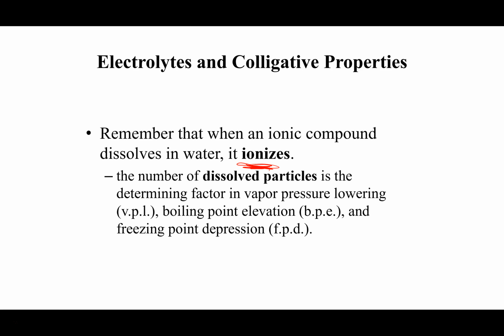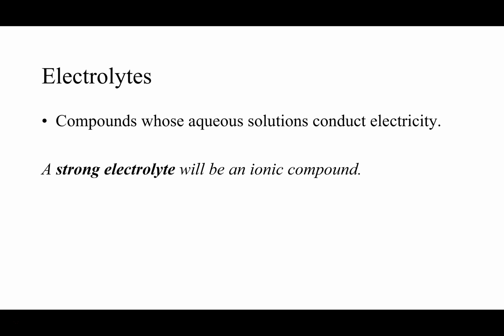The cation is a particle and the anion is a particle. So I'll show you what that means. So colligative properties again depend only upon amount, not on what the solute is. Okay, so what does this look like?